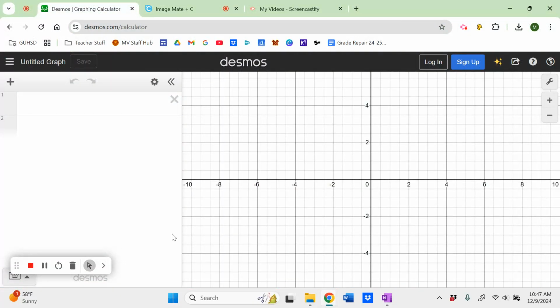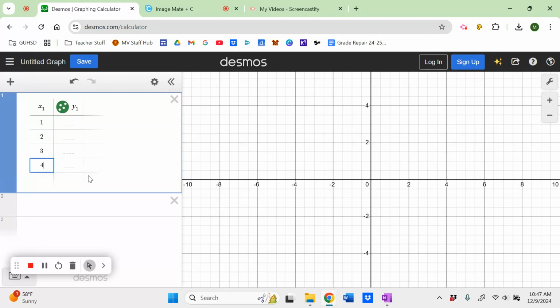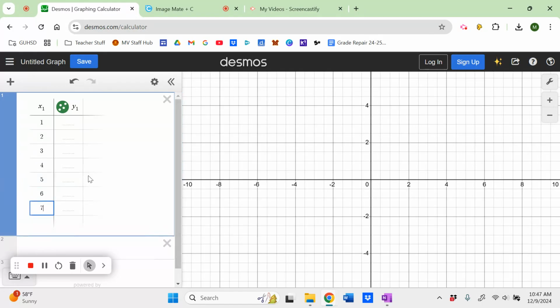Okay, so here's my Desmos screen. I am going to press the plus sign, and I'm going to look for the picture with the table, and then I can press it. Now I have this empty table where I'm going to plug in the numbers that are on my piece of paper, right, in my note packet. So for the x side, I have 1, 2, 3, 4, 5, 6, and 7. That's just the x side. Then for the y side, I'm going to plug in my numbers. And make sure to take your time, because if you mess up one of the numbers, it will mess up your entire equation.